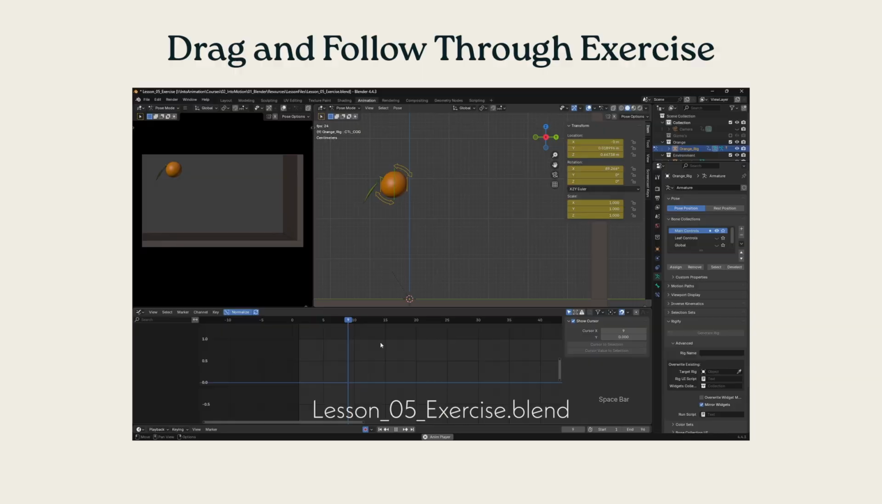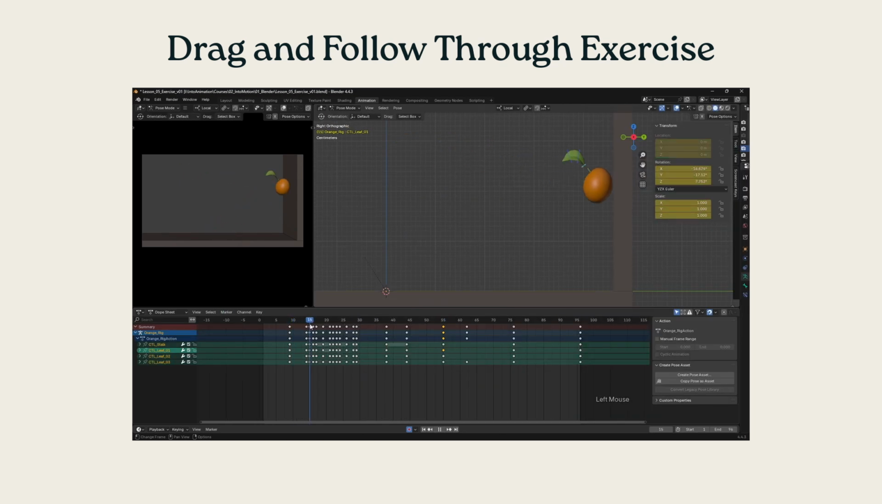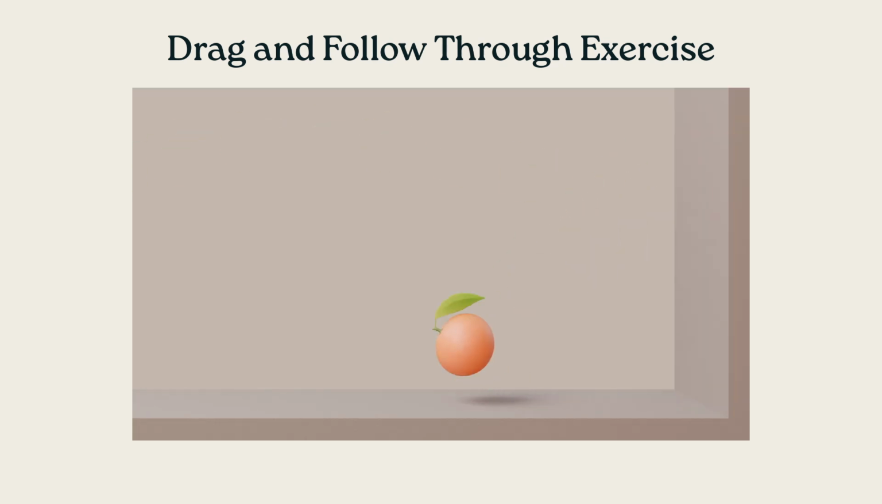For this lesson's exercise, I've animated another orange bouncing off a wall and coming to a stop. Using the provided start file, try to add drag and follow through to the leaf, paying attention to how much it deforms based upon the speed of the orange and how quickly it settles at the end of the move.